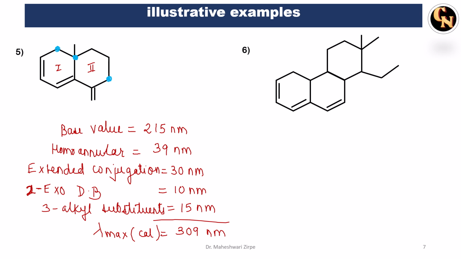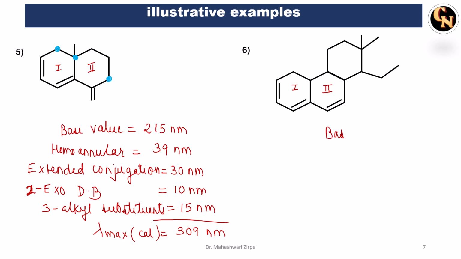Okay, so let us do the 6th one now. The 6th one is similar to the 5th one. You can see there is a homoannular ring, then there is an exocyclic exo double bond for ring number 2. For ring number 2, this one, I'll show it with a highlighter. This double bond is exo to ring number 2, and there is extended conjugation: double bond, single bond, double bond, single bond, double bond. And ring number 2, whatever is the double bond, it is in conjugation. So in a similar fashion, let us calculate lambda max value.